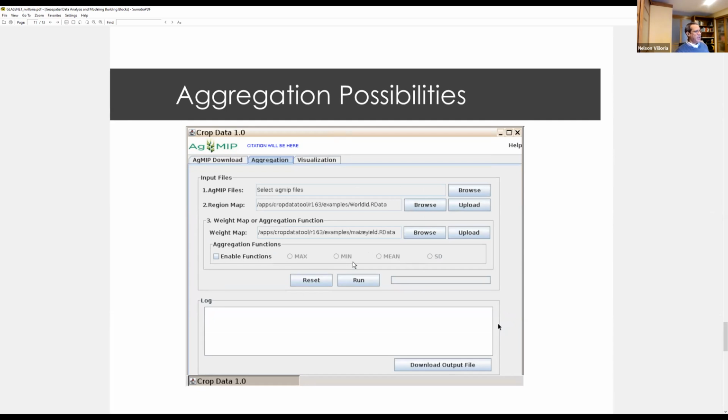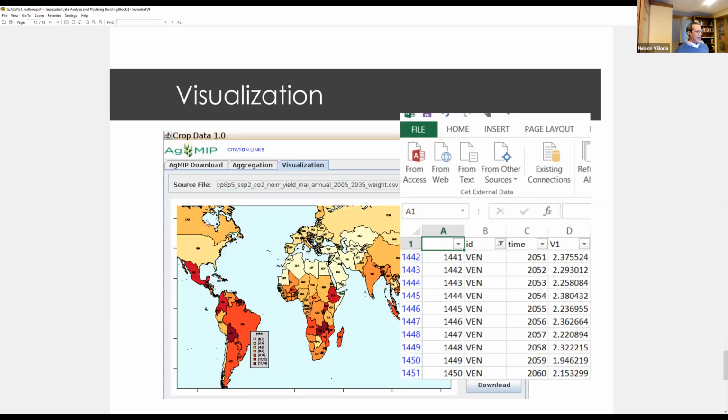So the idea here is that you could upload a region map, basically a shapefile converted using instructions that we have in the papers, and then you could have the aggregation at any level you wanted: county, states, countries. And of course, you could visualize the data.